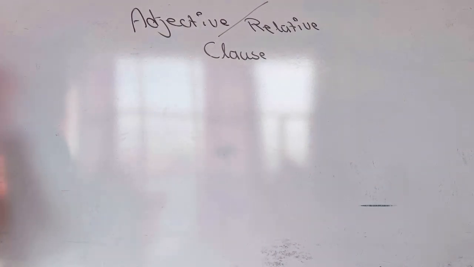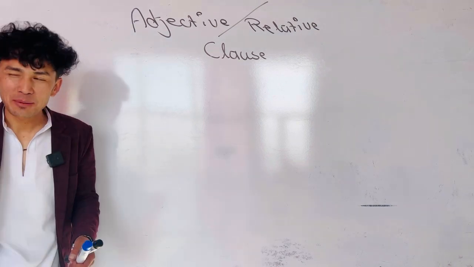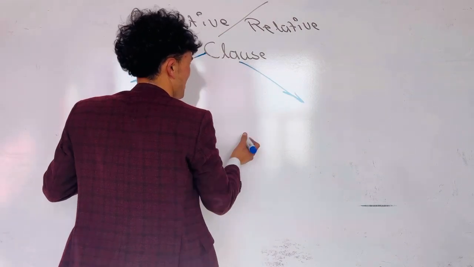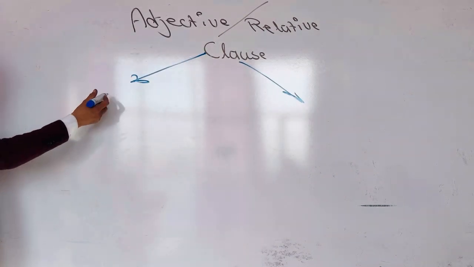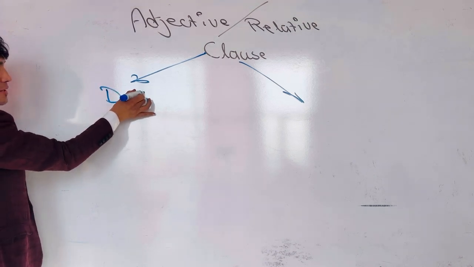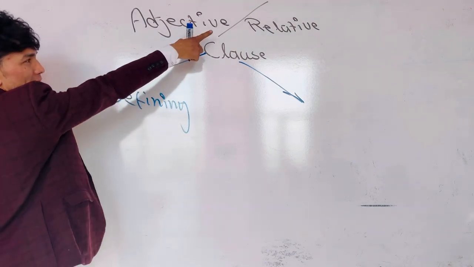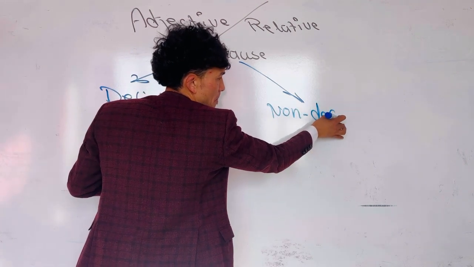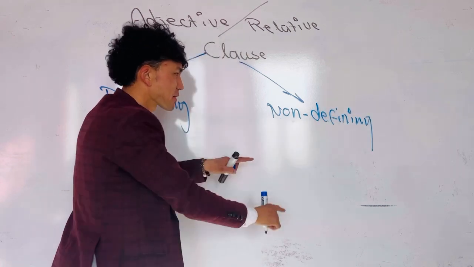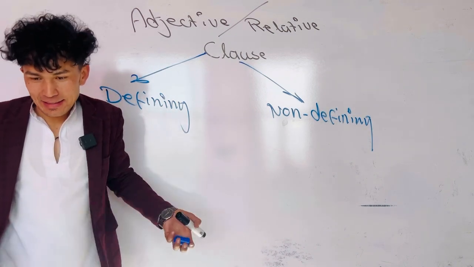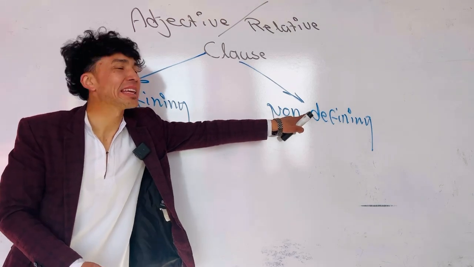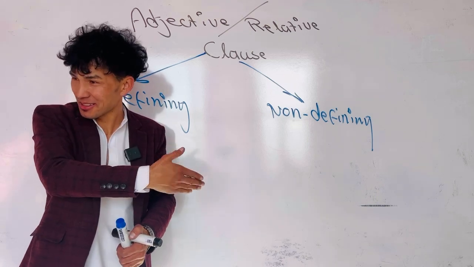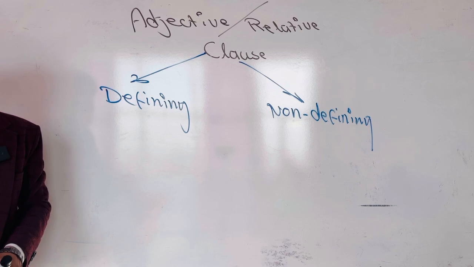Hey, adjective classes are mainly divided into two categories. How many categories? Two. Okay, let me divide it into two categories. The first category of adjective class is called what? Defining adjective class. And the next one is non-defining. Try to pronounce the word: non, not nan. The word which has an E at the end is pronounced nan. This is non. Non-defining. You got it? Okay. Defining and non-defining adjective class.